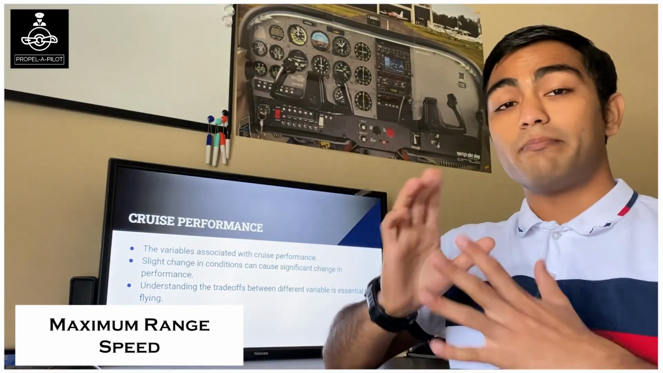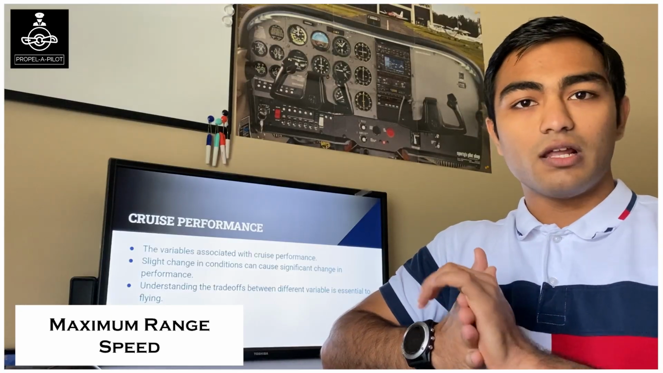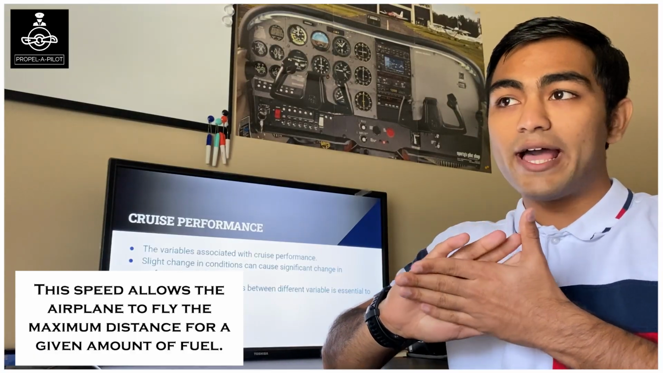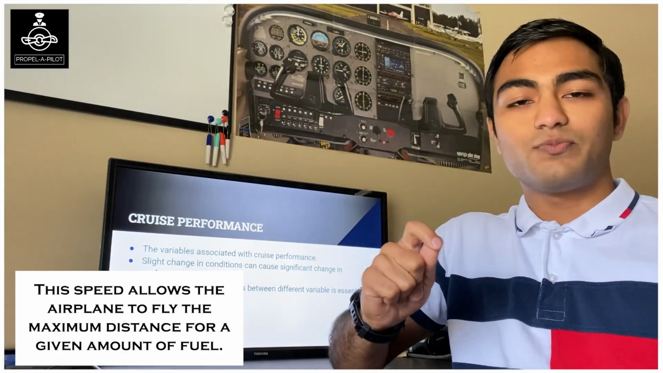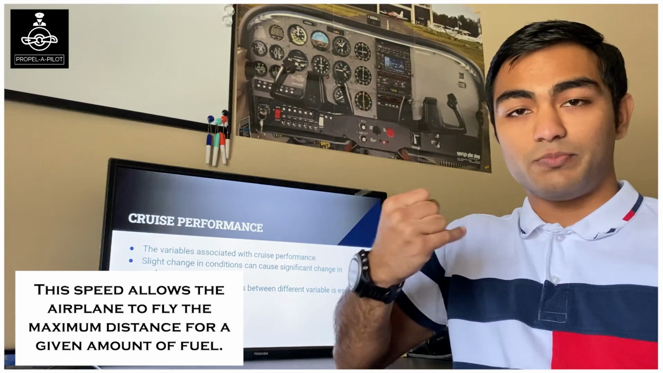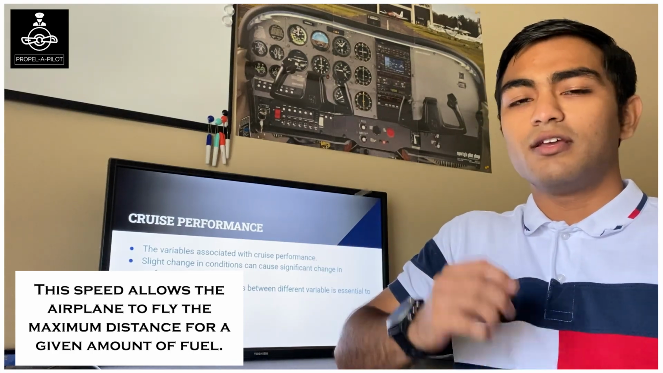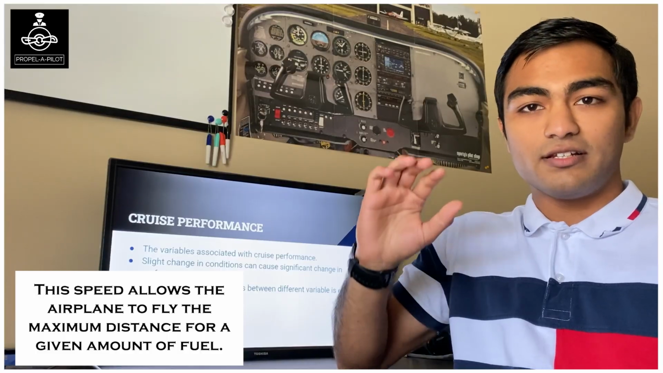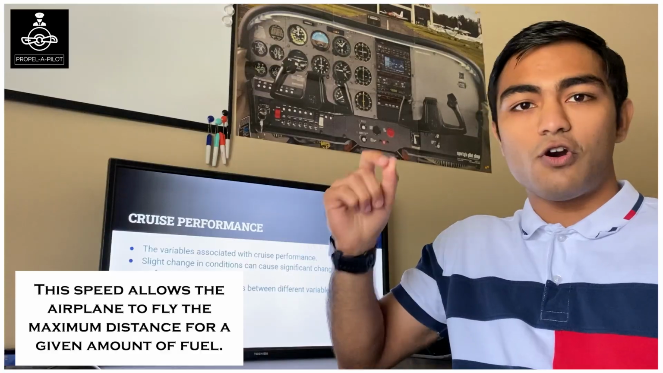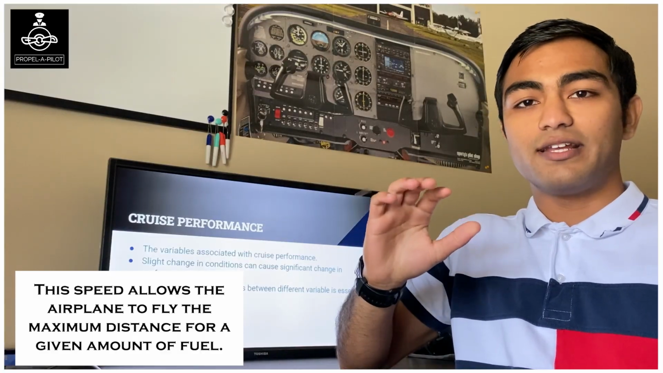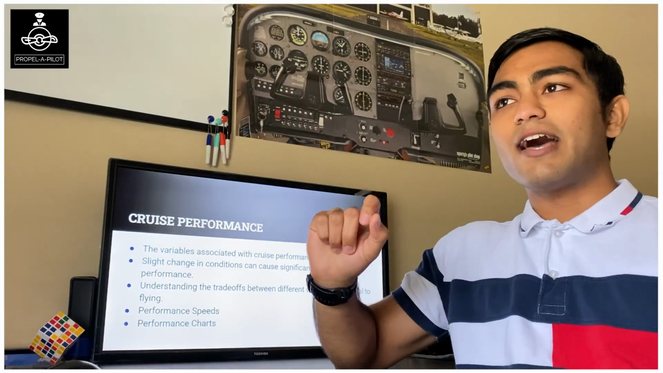Next on the list is maximum range speed. Maximum range speed is the speed that allows the airplane to fly the greatest distance for a given amount of fuel. This speed is determined by considering the speed and rate of fuel consumption at a given power setting. The setting which yields the greatest distance traveled per gallon of fuel burned is the power setting which provides the maximum range speed. Now, how does this happen?